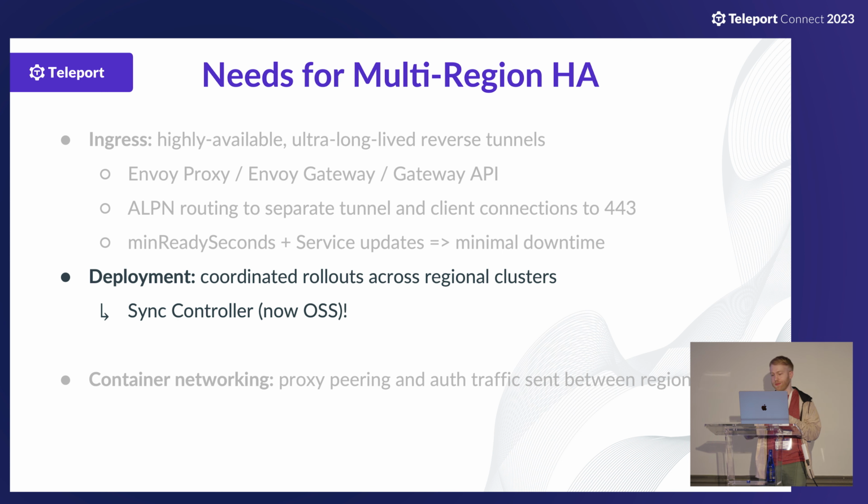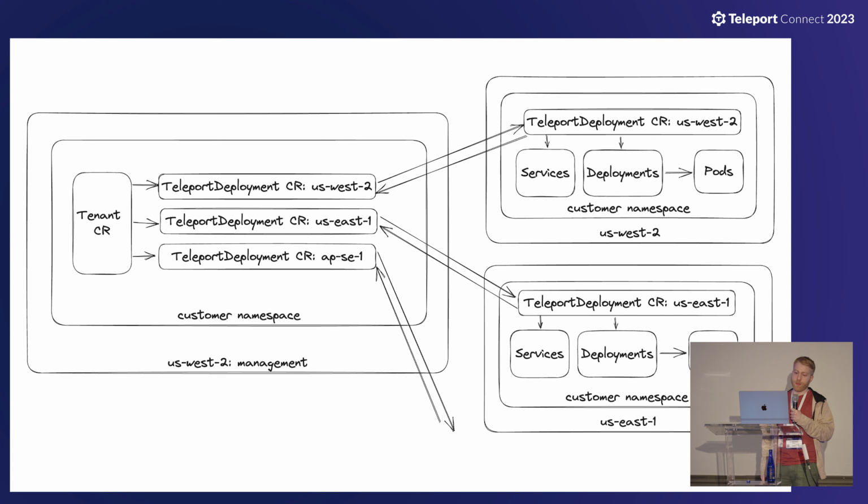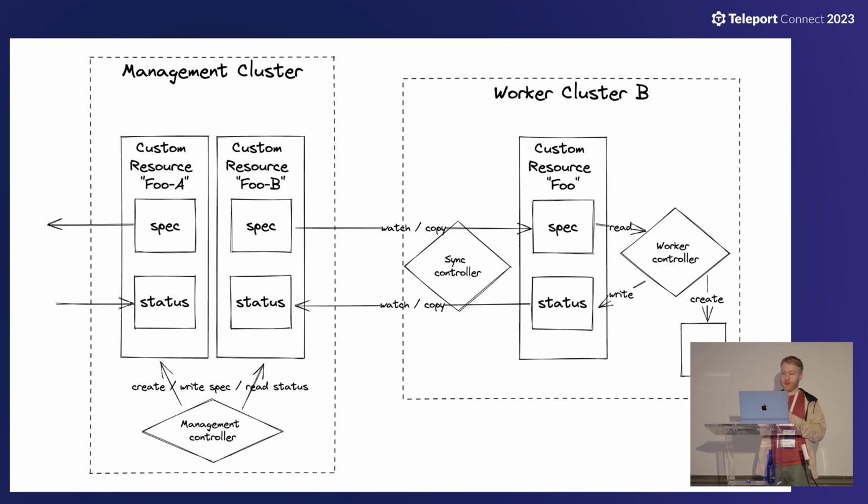And you could use this yourself if you wanted to, build some controllers around your Teleport instances in order to create a multi-region deployment. But essentially what we have is a management plane in our management cluster with a single CR you create that kicks off the whole process, and it creates different CRs called teleport deployment CRs for every region. And then this controller called Sync Controller looks at those CRs and automatically provisions infrastructure into regional clusters and then keeps those regional clusters up to date.